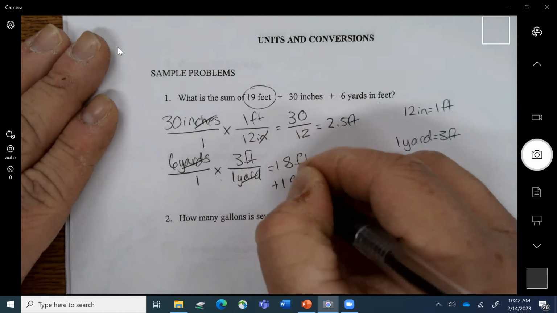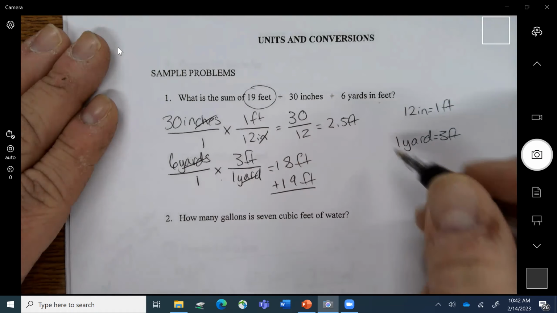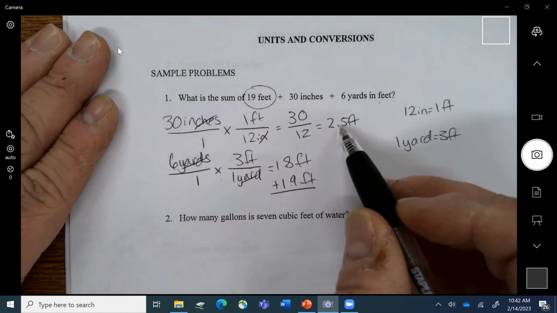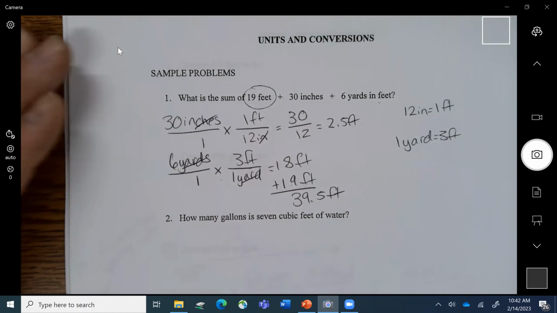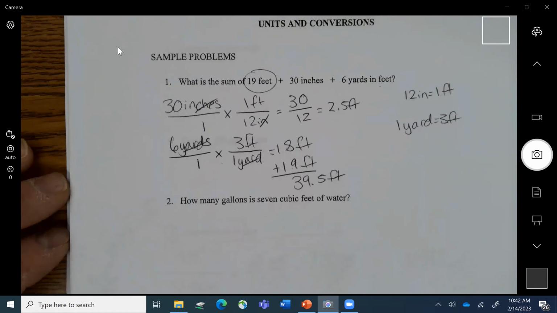Don't forget to add your 19 feet back into this. 18 plus 19 plus 2.5 is 39.5 feet.